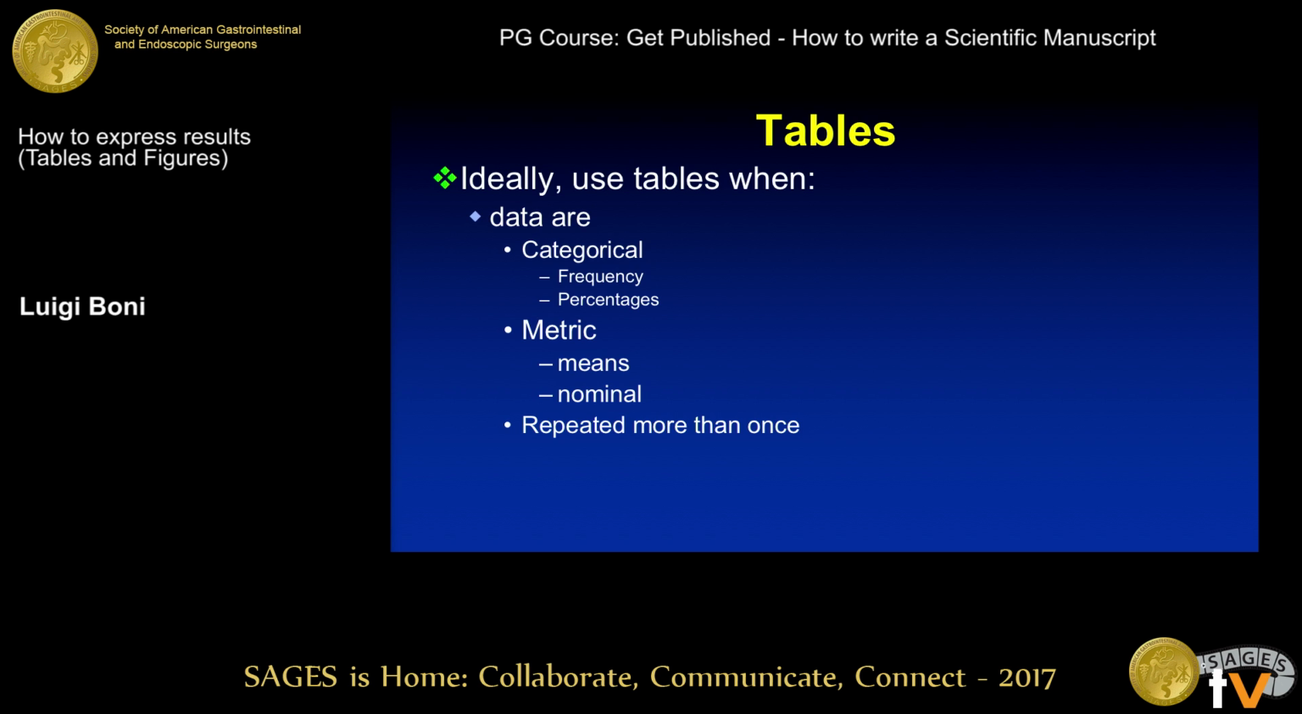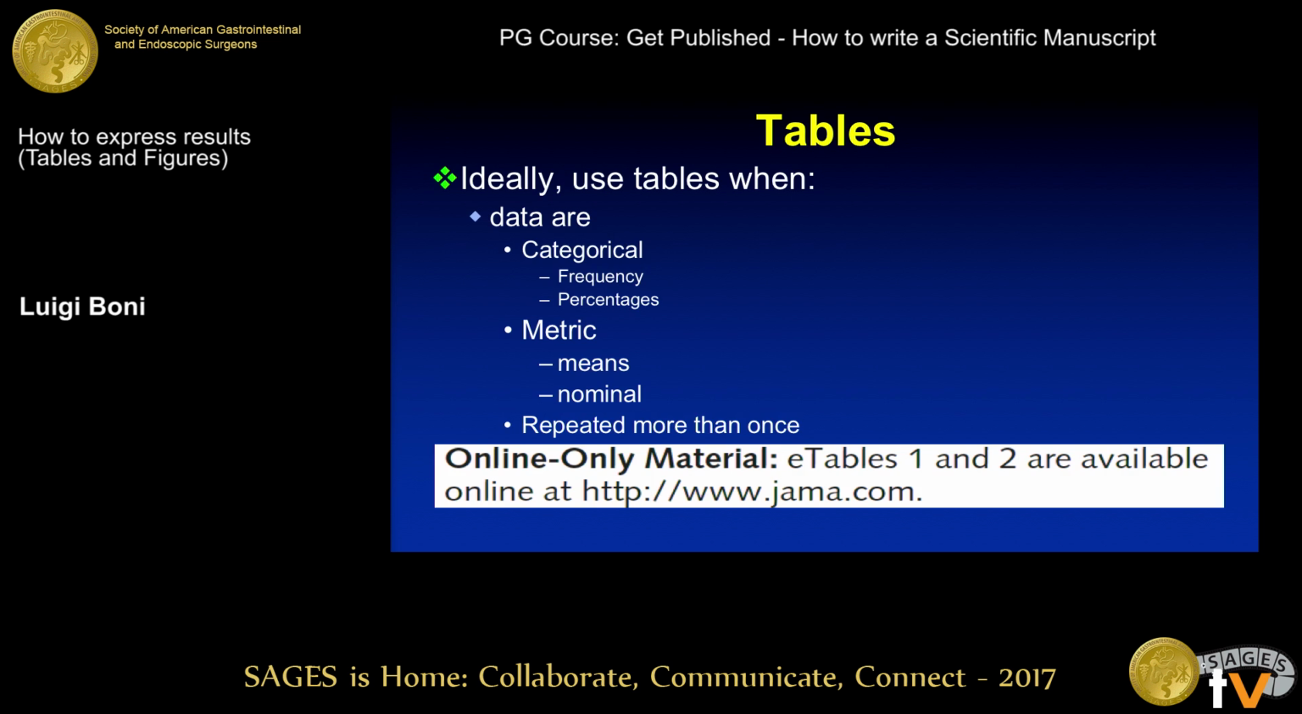The table should be used when you have categorical data, frequency, percentage, or metric, nominal, or means. And if you have too many tables or too many data, you can also refer to online material only. Now, some of the journals, in order to avoid too many tables within the text, refer to an online material that, since most of us read the paper online, would be very easy to identify.